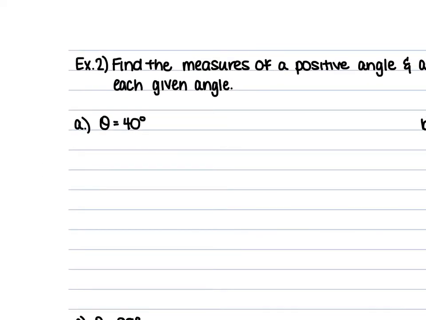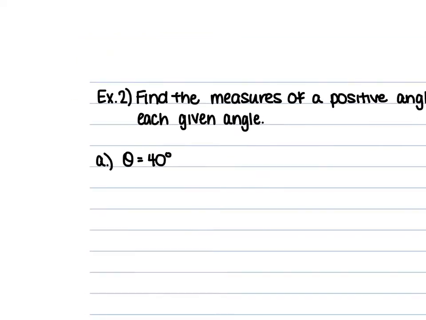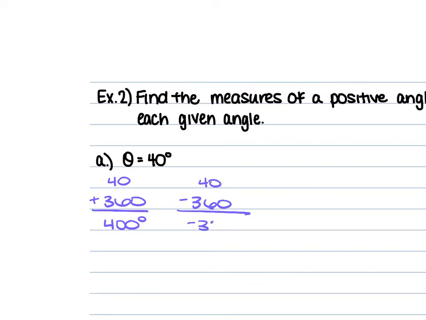So for A, we're given the angle 40 degrees. So with this, if we do positive and negative, I'm going to do 40 plus 360. That's going to give me 400. Then I also can do 40 minus 360. So that's going to give me negative 320. So my coterminal angles to 40 degrees are 400 degrees and negative 320 degrees.